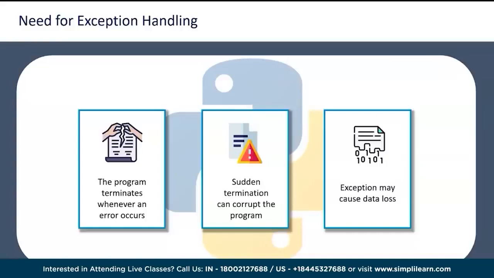So when does an exception occur? Whenever the program gets terminated, right? The program terminates whenever an error occurs. It could be a fatal error and the program gets terminated in between, or there could be a sudden termination which can corrupt the program. So you need to handle exceptions, or there might be data loss because of those exceptions, and you need to take care that the data loss does not happen. Or even if data loss happens, then you pass on a meaningful message, or you capture a meaningful message in the logs at the right point.